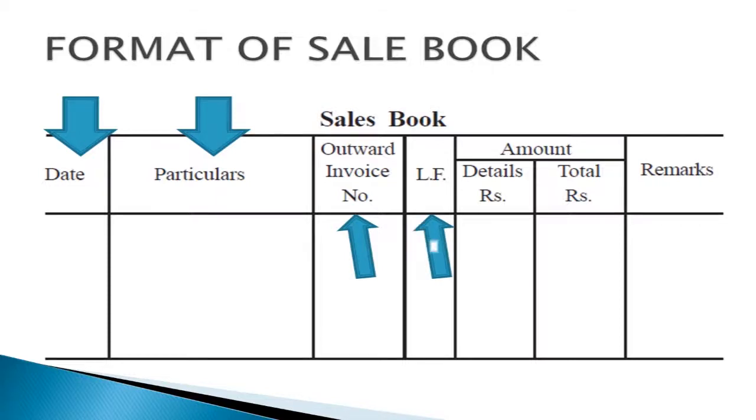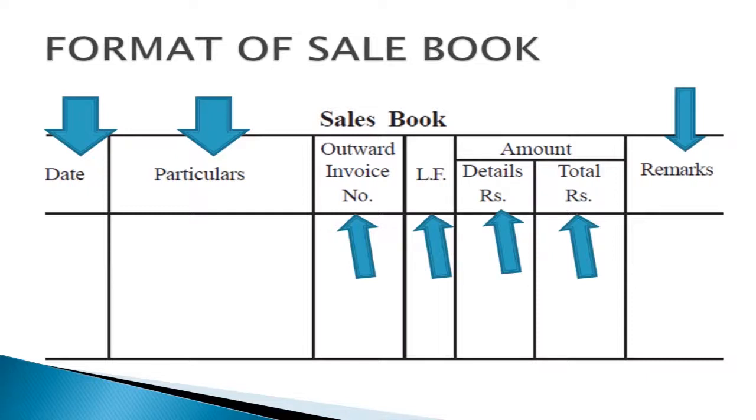Ledger folio column. This column shows the page number of the customer's account in the ledger accounts. Details column. It reveals the amount of goods sold and the amount of trade discount. Total column. This column represents the net price of the goods, that is, the amount which is receivable from the debtors after adjusting discount and expenses if any. And the last one is remarks column, which contains any extra information in case to be disclosed.